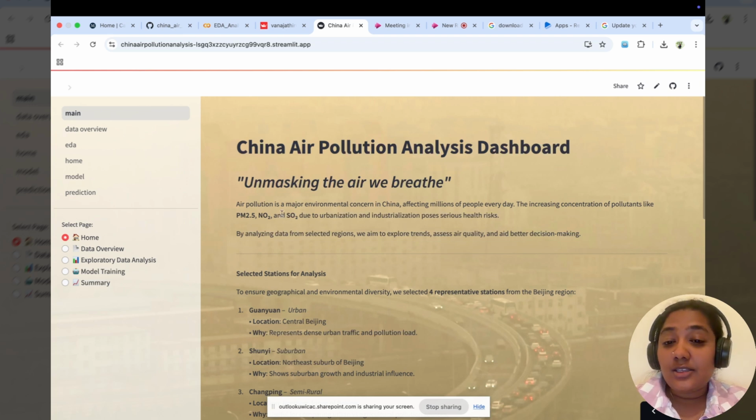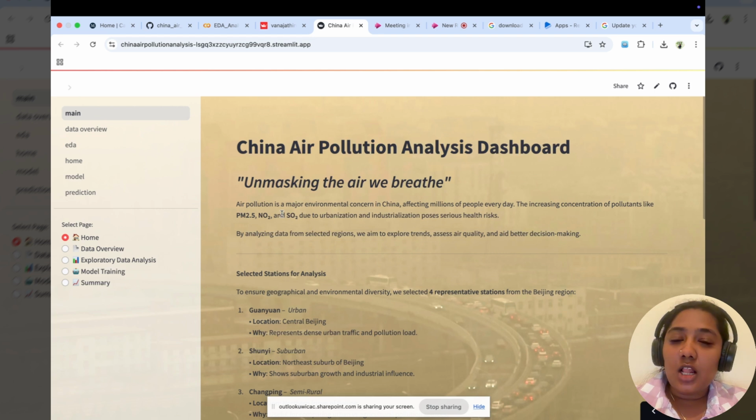Air pollution is a major environmental concern in China that is affecting millions of people every day. The increasing concentration of pollutants like PM 2.5, NO2, and SO2 due to urbanization and industrialization poses a serious health risk. By analyzing the data from selected regions, I aim to explore the trends, assess air quality, and aid decision making while we consider the air quality index.